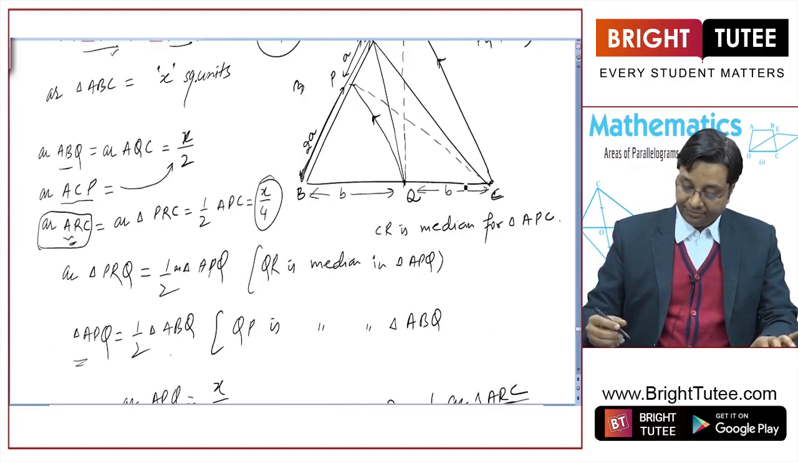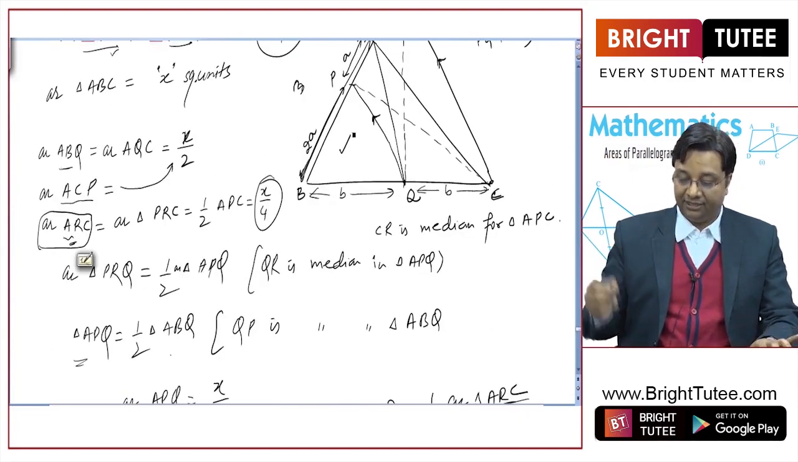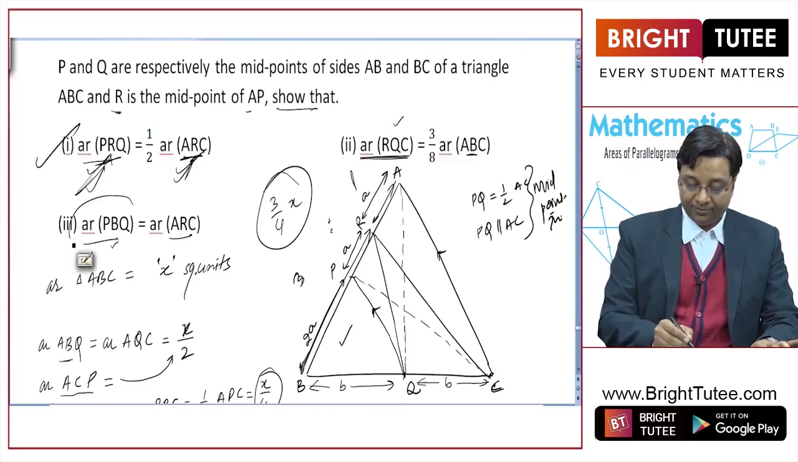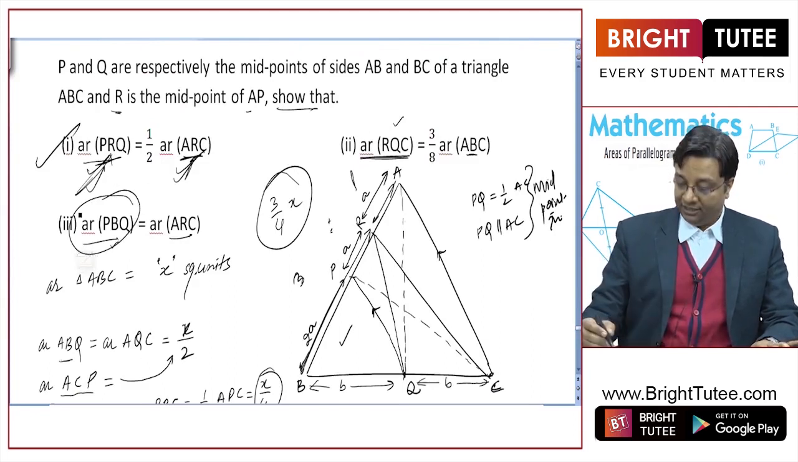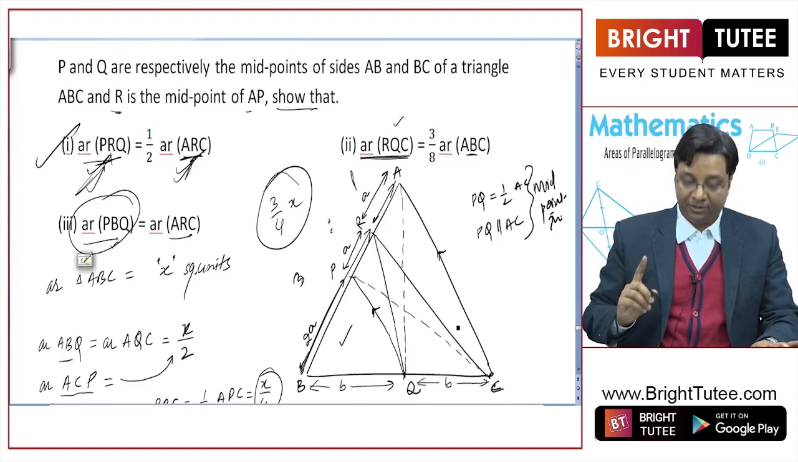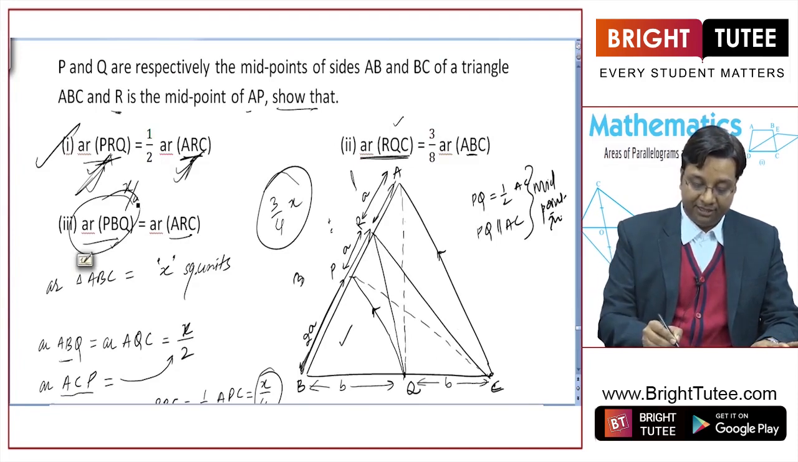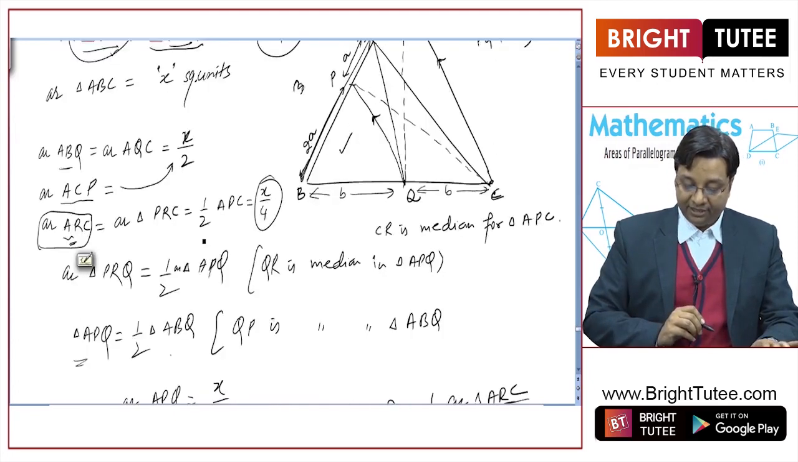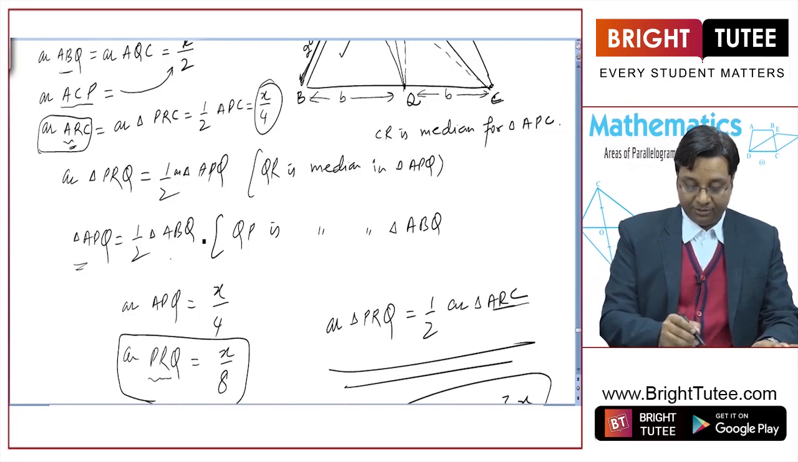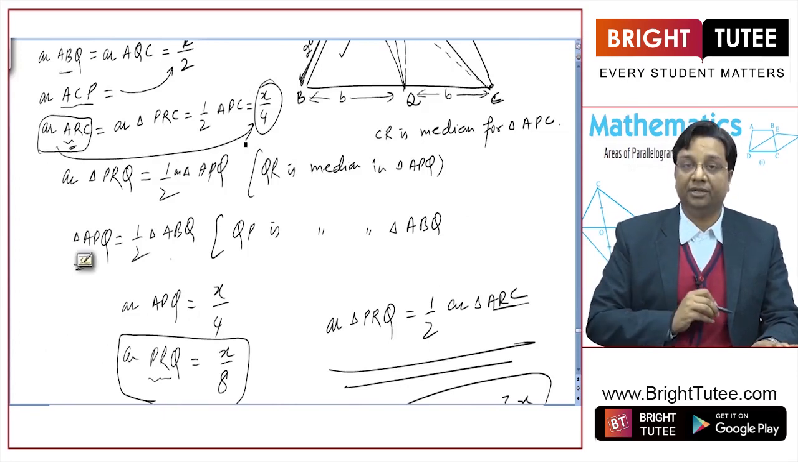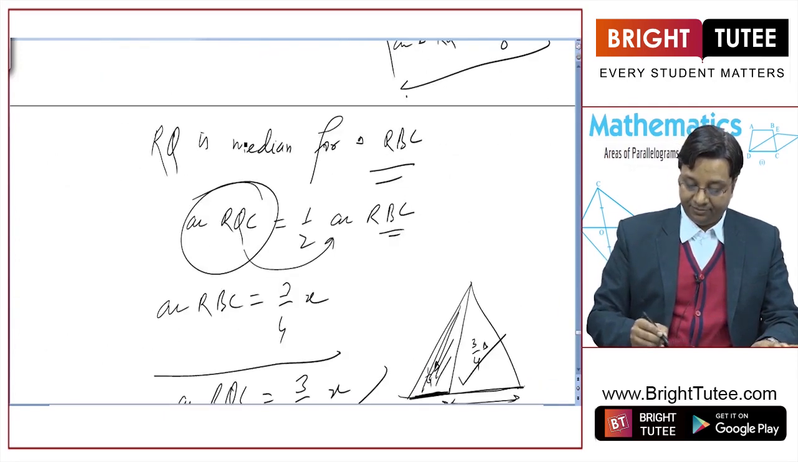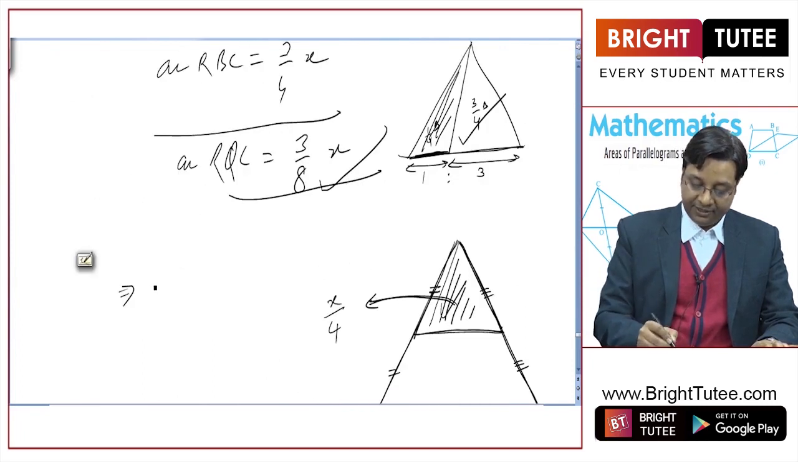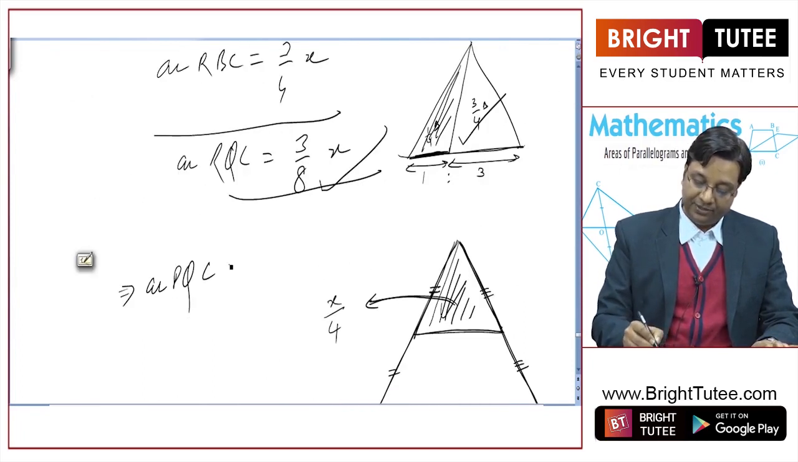So similarly, this area, that is area of PBQ, will be 1/4 of the ABC. So x/4. So PBQ is x/4. This is what we know from our previous knowledge. Okay. And what is ARC? ARC, I have already shown that it is equal to x/4. Hence, area of PBQ is equal to area of ARC.